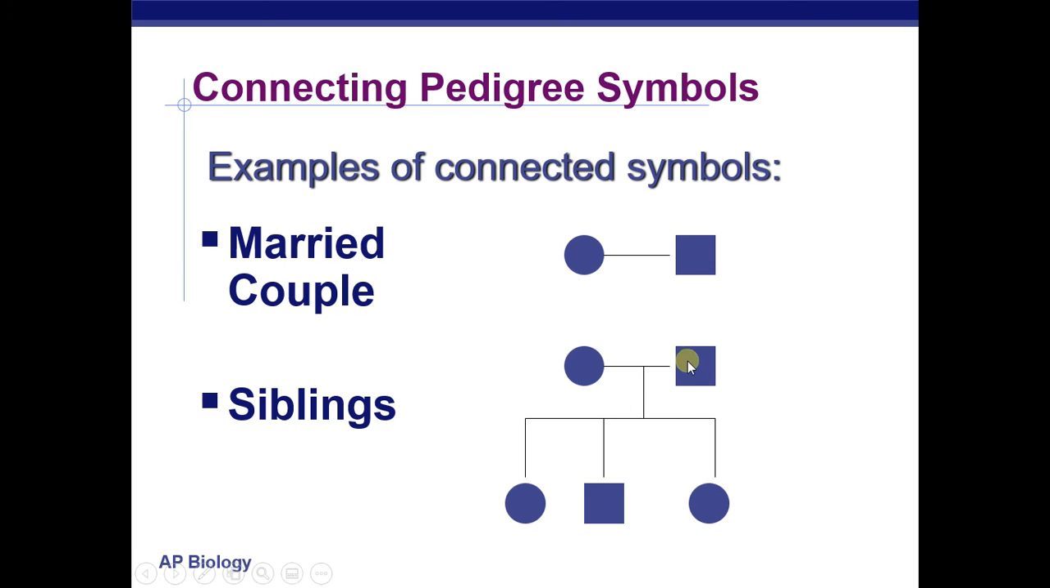In that case, the offspring are then drawn below that connection like this. So these two had offspring, and then the offspring, two females and one male, are shown like this. So these are brother and sister. These are siblings that we can trace back to the same parents, right?